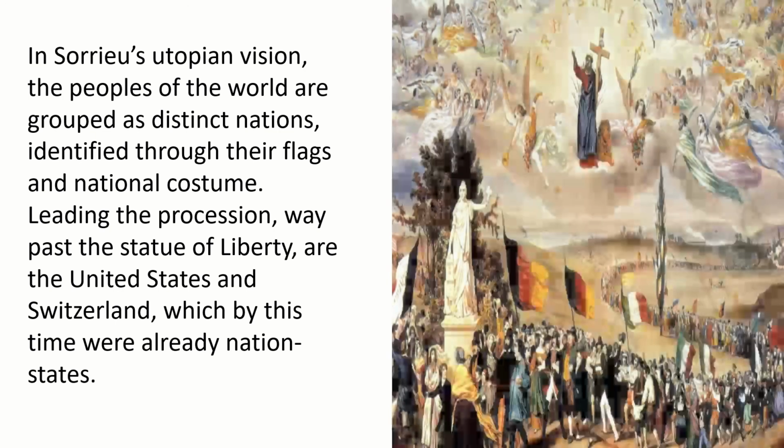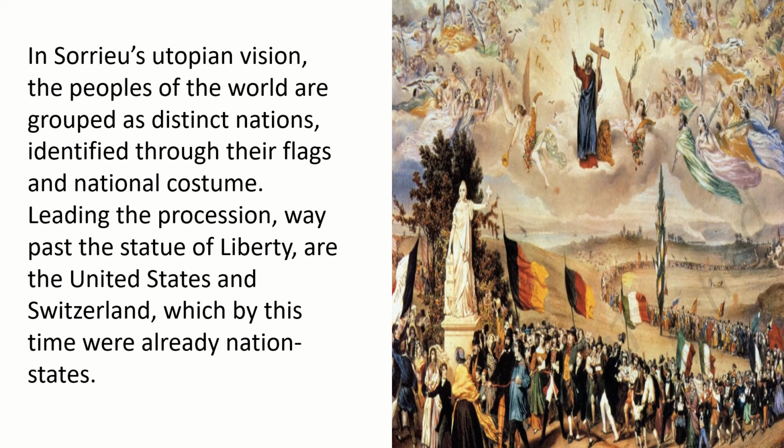And in Sorrieu's utopian vision, the people of the world are grouped as distinct nations, identified through their flags and national costumes. See, here are the two things we have to concentrate on. The first thing is the distinctive colors, like distinct nations. It means different kinds of nations are there, and they have their own flags, and national costumes. National costumes means different countries have different kinds of dressing sense. These all things should be shown in that picture.